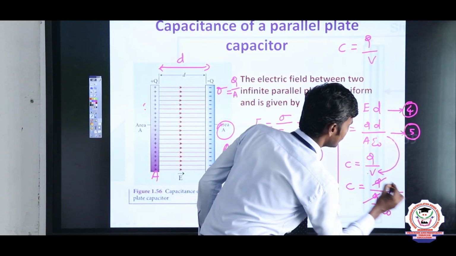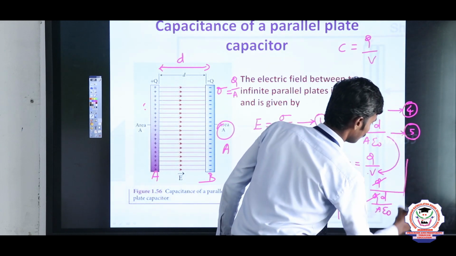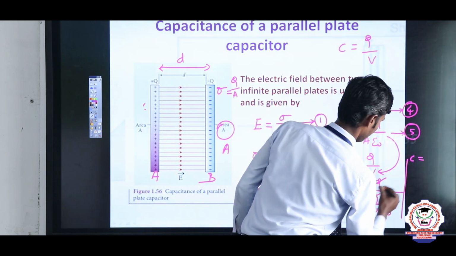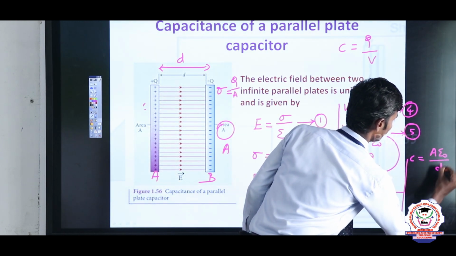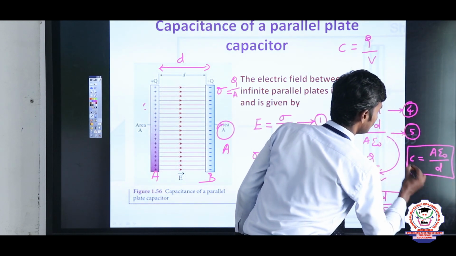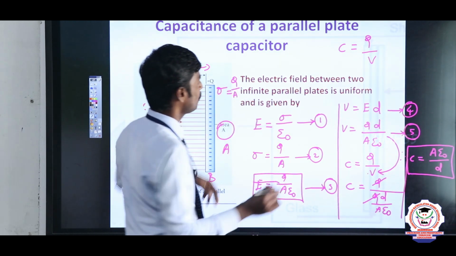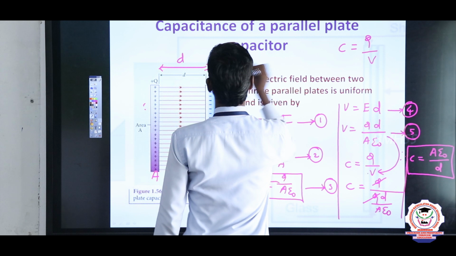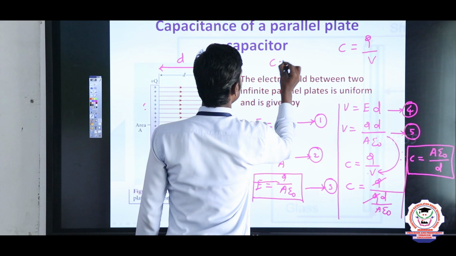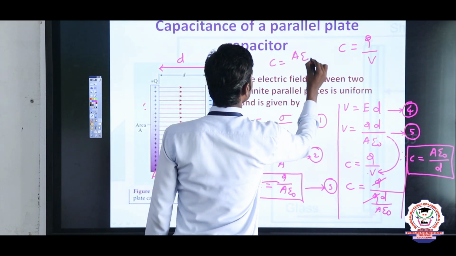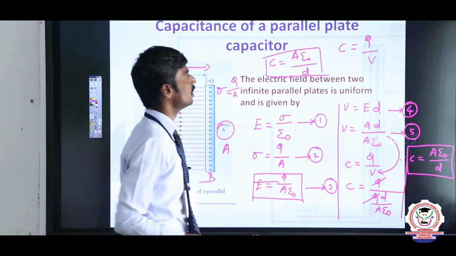Here Q cancels. Rearranging the above equation, we get the answer: C equal to A epsilon 0 by D. This is the final equation, the capacitance of the parallel plate capacitor. C equal to A epsilon divided by D. This is a very familiar equation. Okay, this is the capacitance of the parallel plate capacitor.